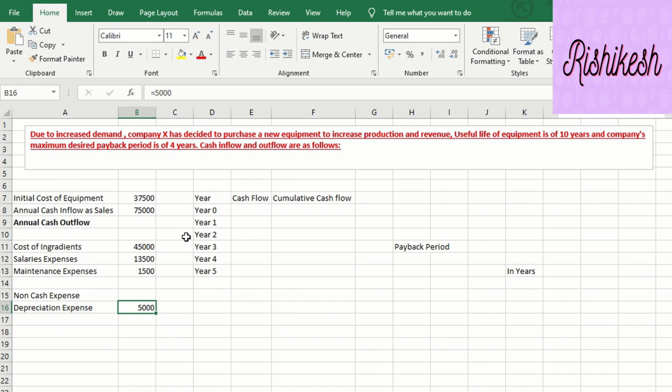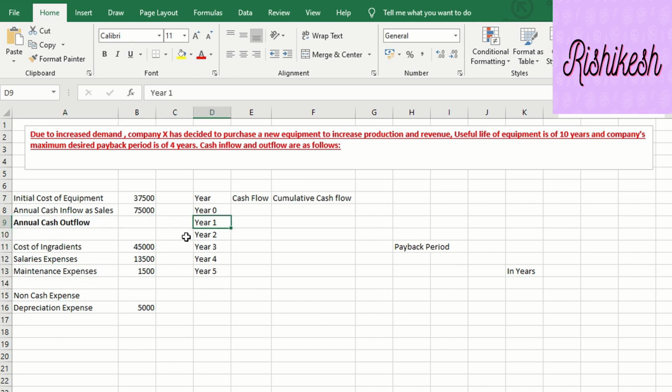Depreciation is considered a non-cash expense because there is no cash coming in or going out, but it takes into consideration that the value of the equipment is going to go down. We will study this in detail in another video, but for right now, in the case of the payback period, we don't have to consider non-cash expenses, and depreciation expense is one of them.